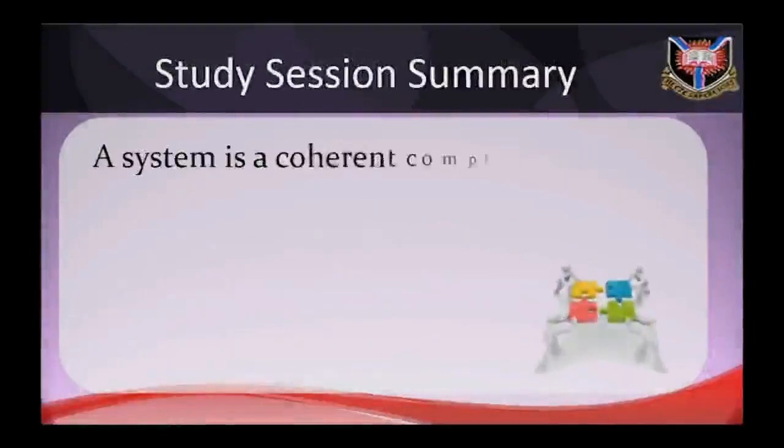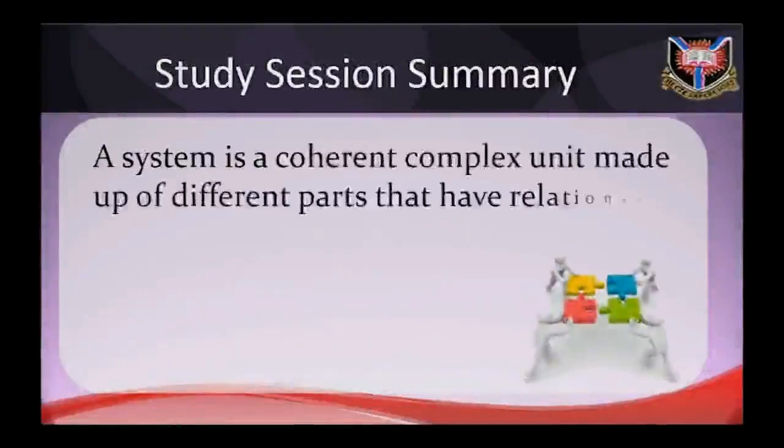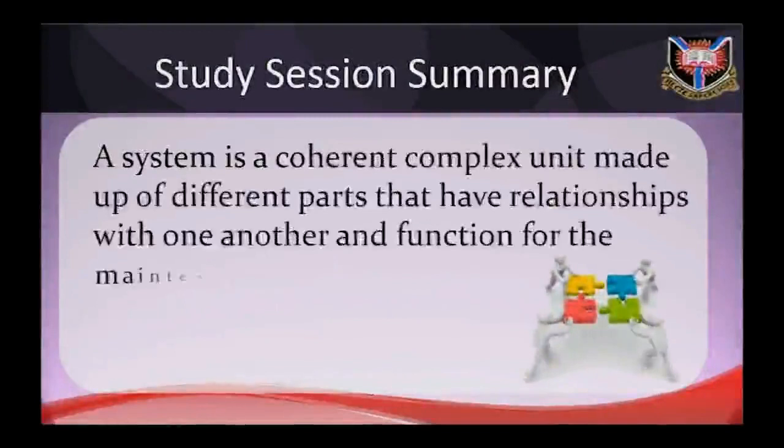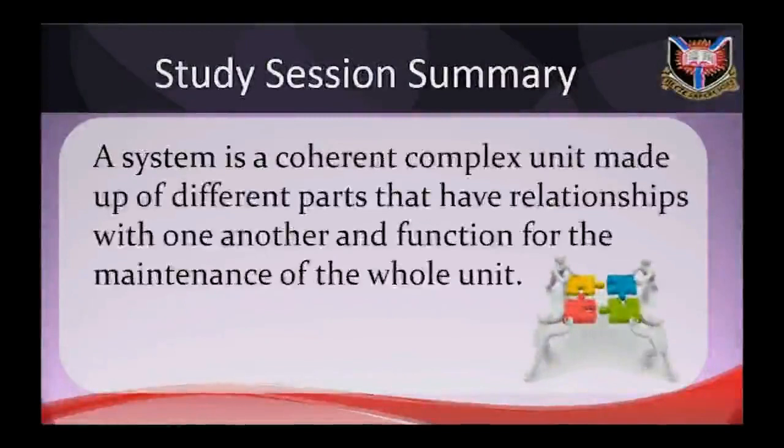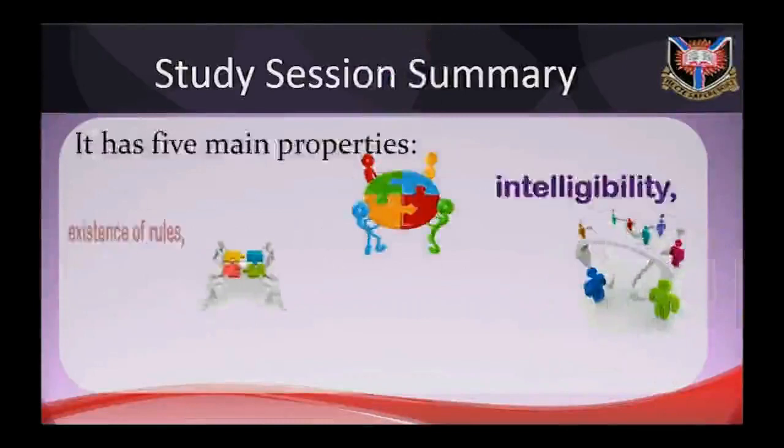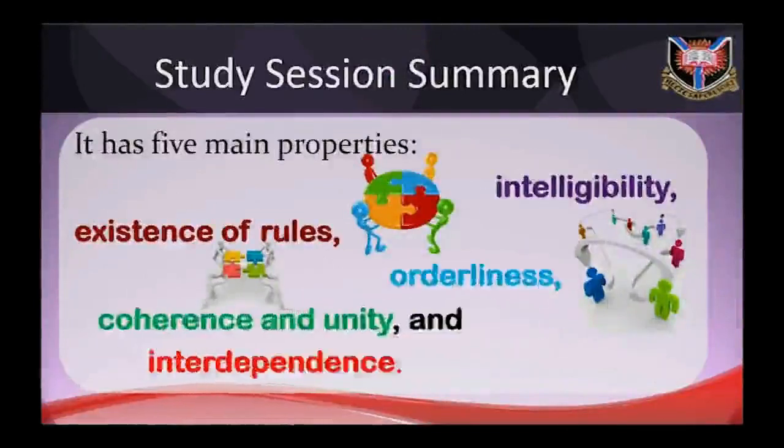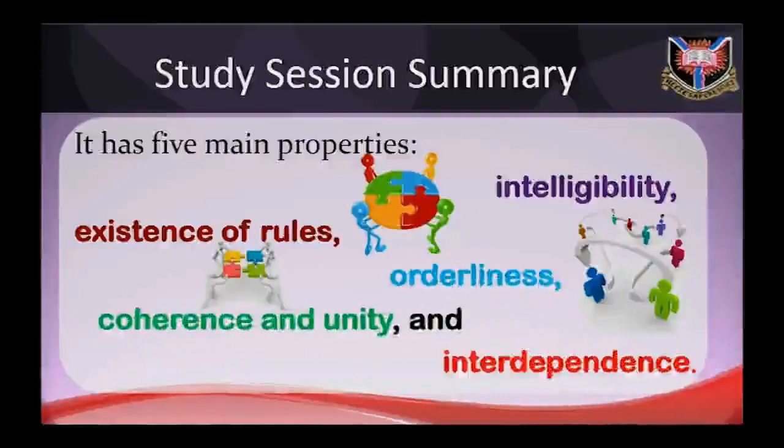Study Session Summary. In this study session, we have learnt that a system is a coherent complex unit made up of different parts that have relationships with one another and function for the maintenance of the whole unit. It has 5 main properties: intelligibility, existence of rules, orderliness, coherence and unity, and interdependence.